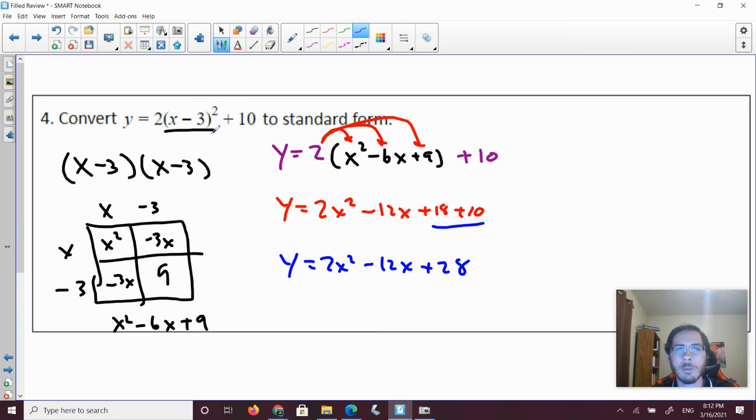So we can get the vertex pretty quickly here. We know the y-intercept now is 28. And it's kind of cool because the 2 stays out front because it's still going to be twice as narrow. So that's kind of interesting.